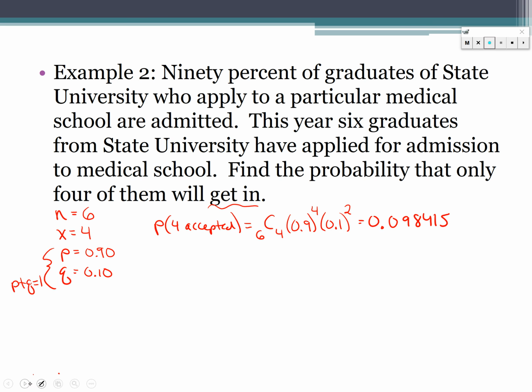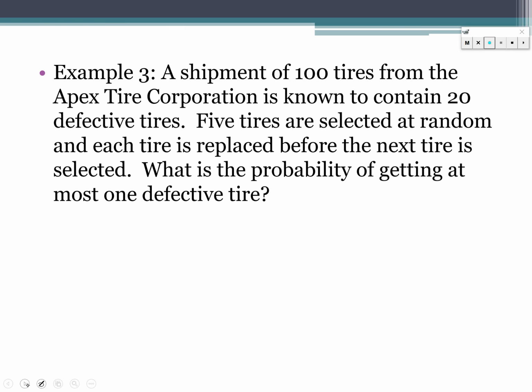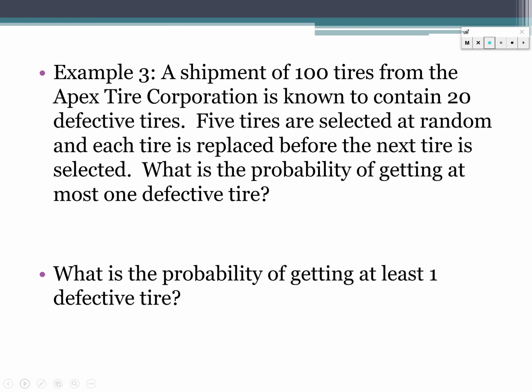So now let's step things up just a notch. Shipment of 100 tires. 20 are defective. 5 tires selected at random, and each tire is replaced before the next tire is selected. What's the probability of getting at most 1 defective tire?